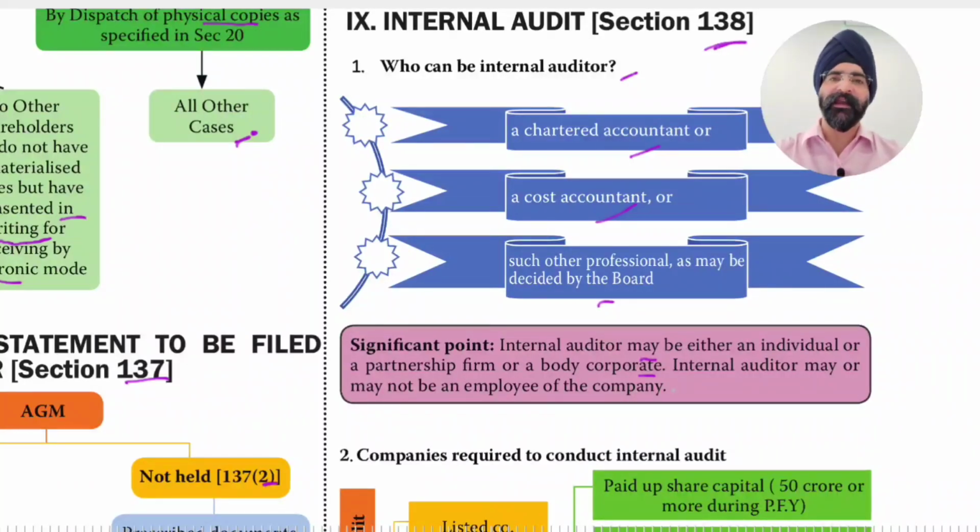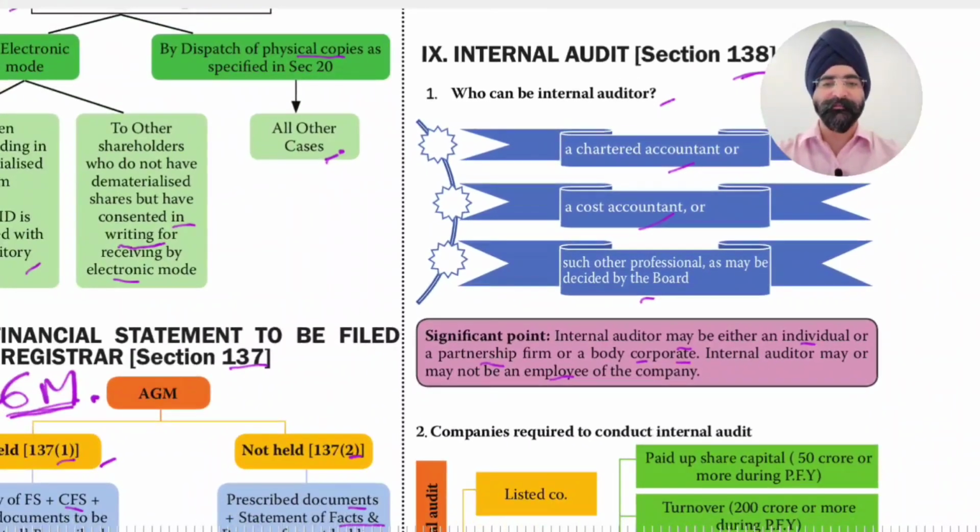So when I said anybody can be an internal auditor, any employee can be an internal auditor. An internal auditor can be an individual, partnership firm or body corporate. An internal auditor can be a chartered accountant, cost accountant, or any professional. So everyone can be an internal auditor in a sense.